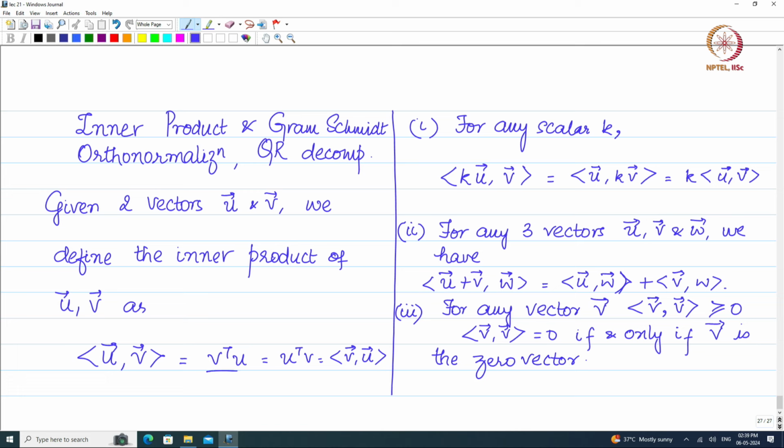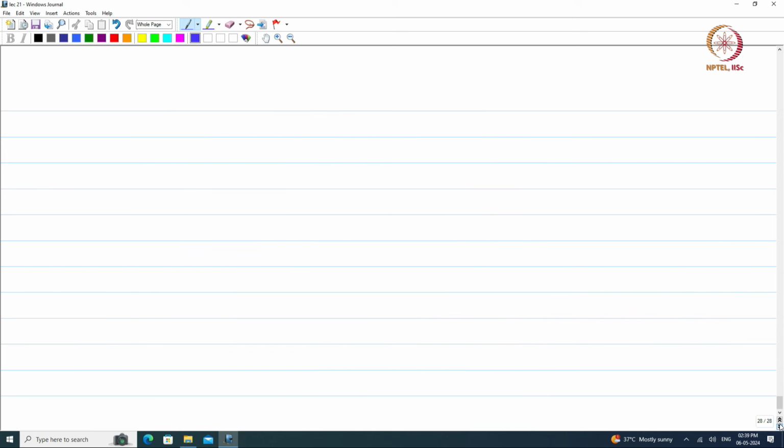Having defined the inner product as v transpose u and u transpose v, all these properties can be easily proved. I will leave that as an exercise, so that you can prove this and check if these properties are fine. Now, why do we need this? In fact, the idea of length of a vector comes from the definition of inner product in a vector space. We will see the inner product vector space and so on when we do vector spaces.